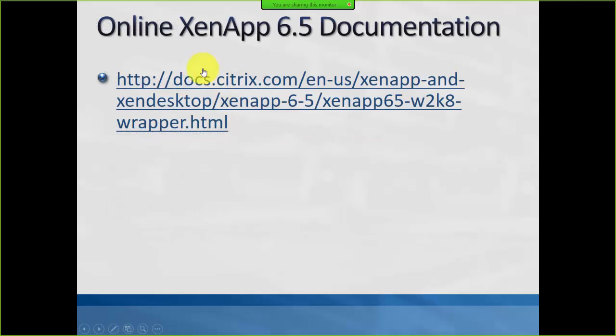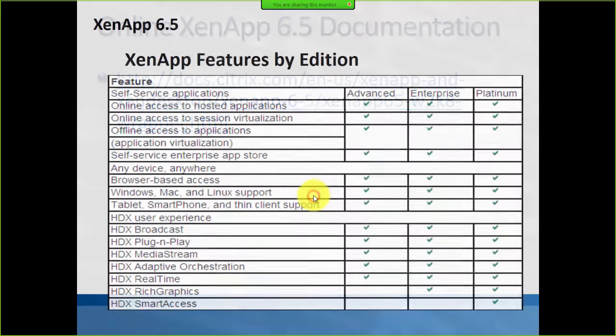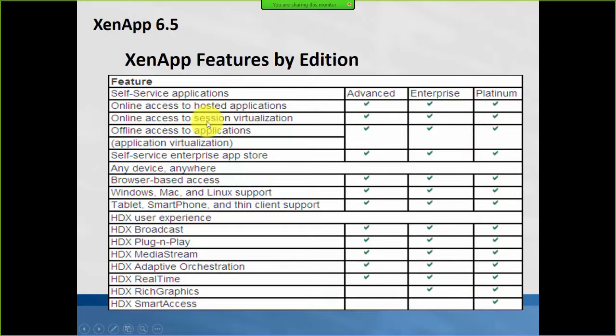And this is the Citrix documentation link where you can find all the 6.5 related documentation. I'm going to send you that as a PDF, so you will have all those links. This is the table for ZenApp features by edition: Advanced, Enterprise, Platinum. For now, Ali, not, but we're going to go into that on day 2 and day 3.